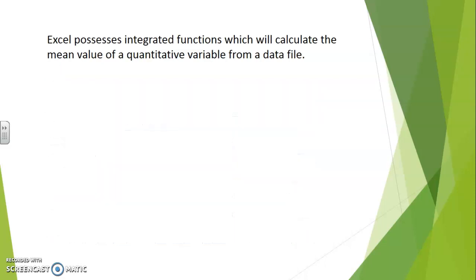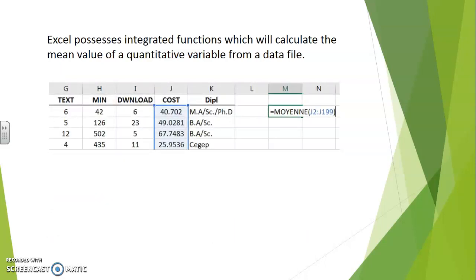Once you get used to using Excel, you will more often than not just type in the function. So equals moyenne, and then select the range of the values that you are trying to calculate the average for. Or in English, equals average of, and between parentheses, where you're looking for.